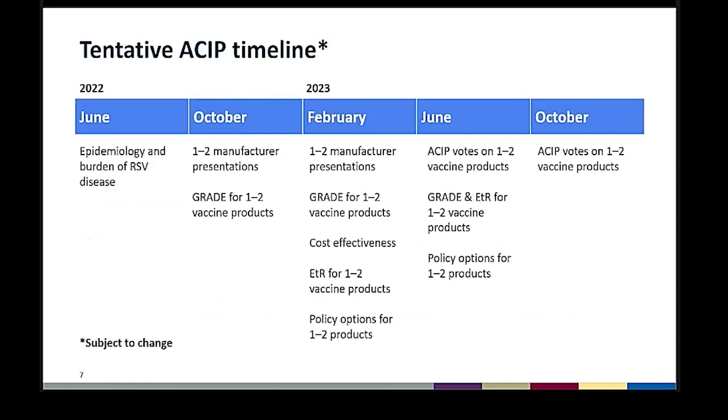And here is our tentative timeline, where now we will be discussing the epidemiology and burden of RSV disease. In October, we will have 1 to 2 manufacturer presentations and review GRADE for 1 to 2 vaccine products. And then you can see in February and June, we will be doing more manufacturer presentations, GRADE review, cost effectiveness, EtR, and policy options over time, such that there may actually be an effective, if things go well, an effective vaccine on the market for the season in later 2023. Next slide, please.